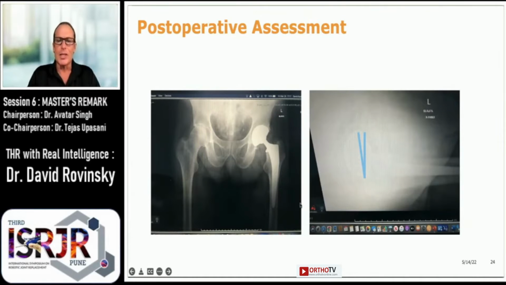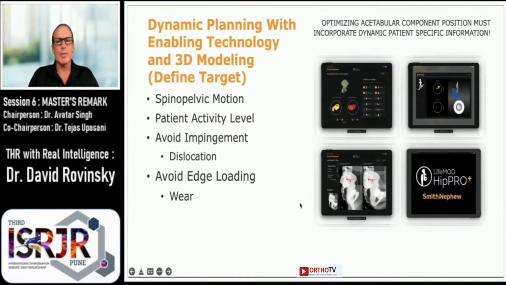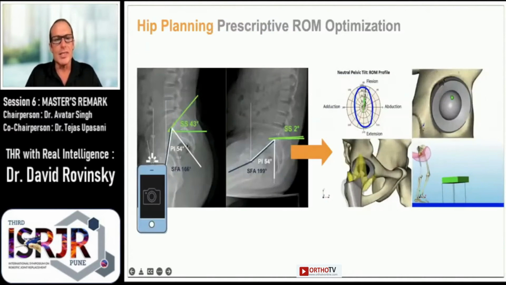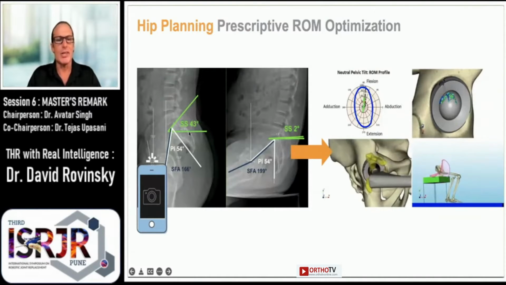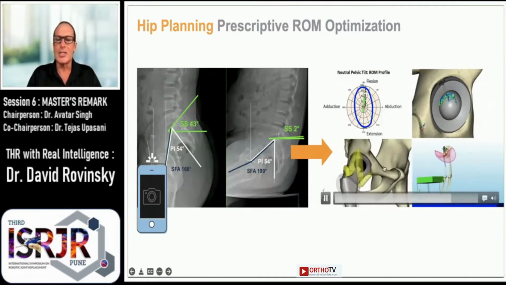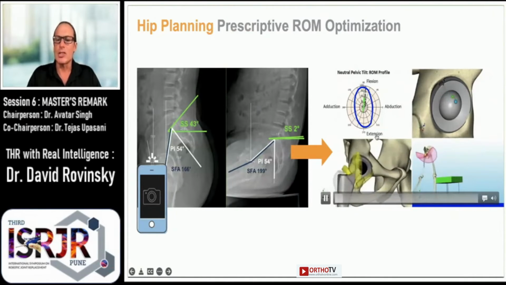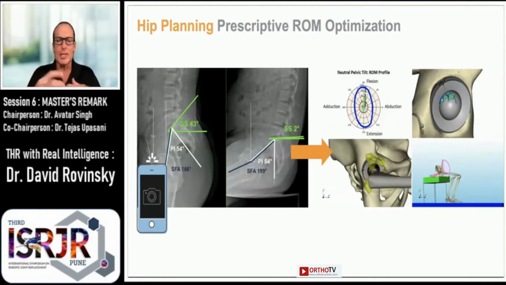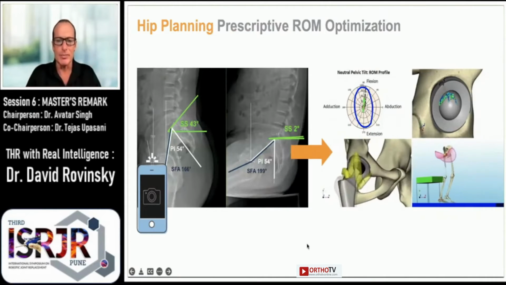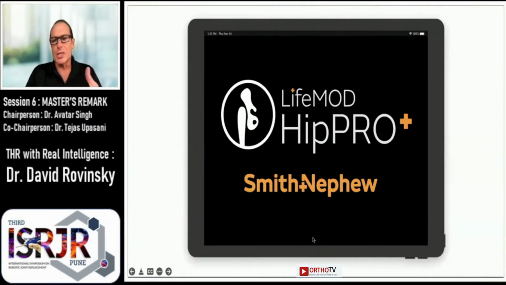But I've often wanted to have more information. So we helped develop over the past 4 years this application called HipPro. And what this does is it takes your lateral radiographs standing and seated, and you can measure your sacral slope, and then insert that information into a 3D modeling software and vary the position of the cup and determine the ideal position for stability and range of motion. So this is what the screens look like.